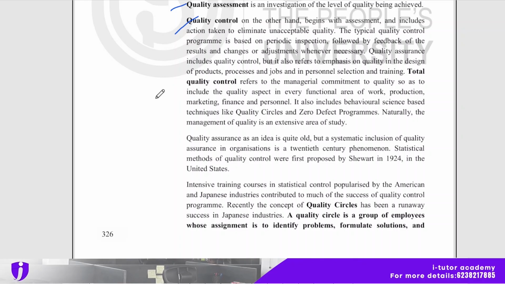And total quality control refers to the managerial commitment to quality so as to include the quality aspect in every functional area of work: production, marketing, finance, and personnel. It also includes behavioral science based techniques like quality circles and zero defect programs. Naturally, the management of quality is an extensive area of study.